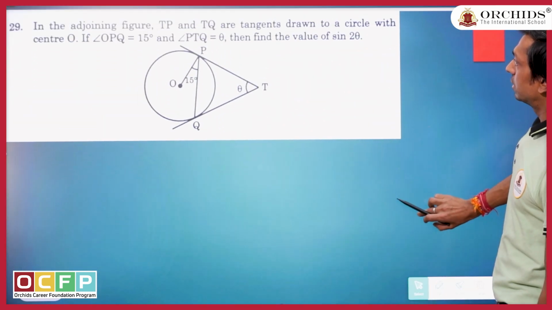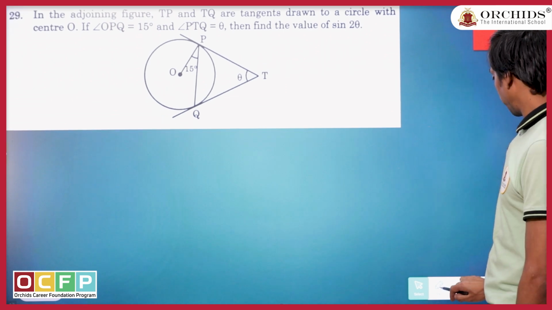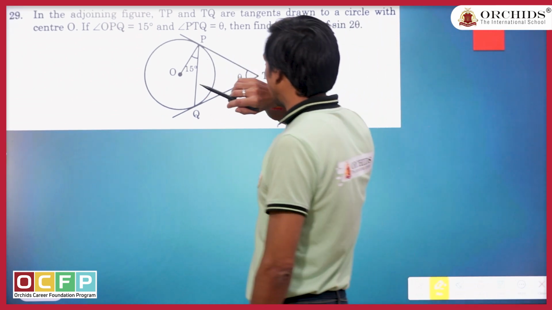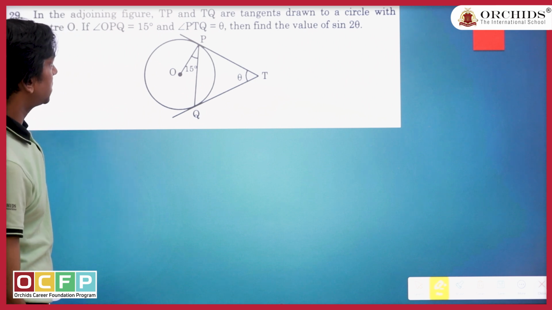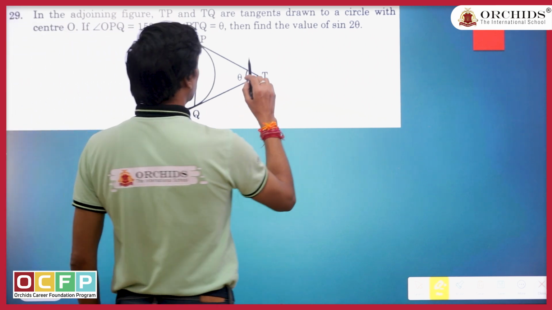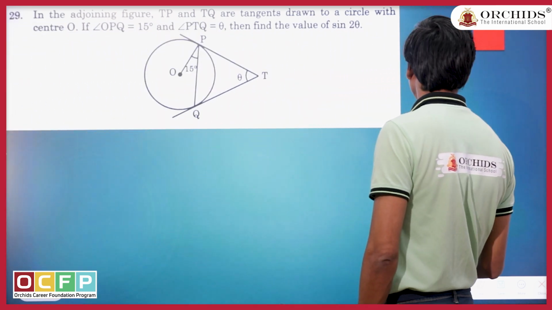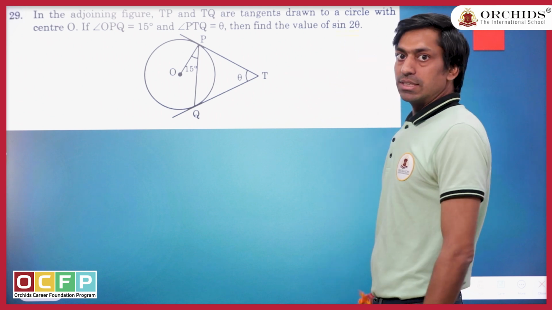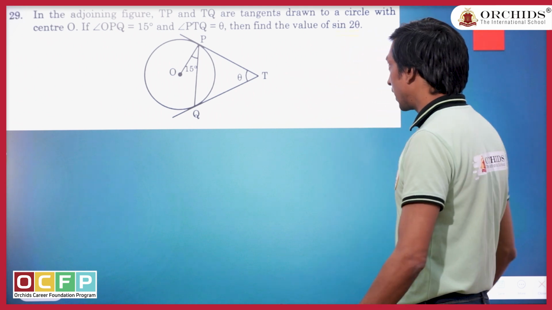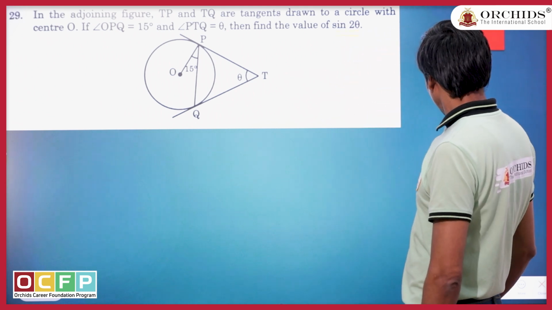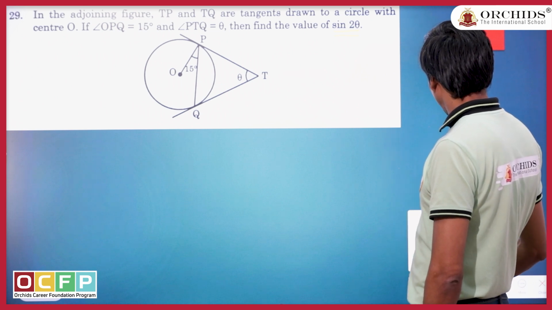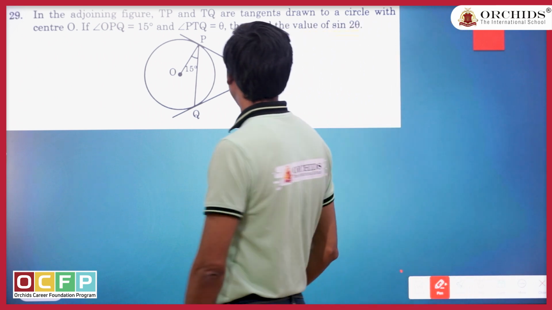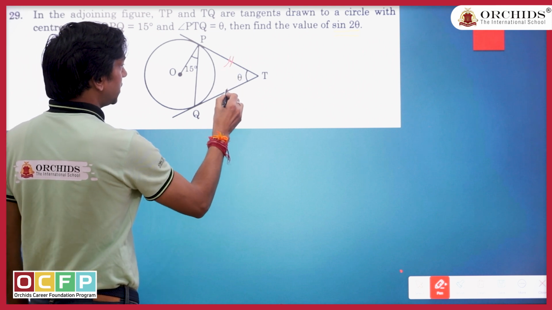So next question is, in the adjoining figure, the figure is given, and now in this figure they are asking about TP and TQ, the tangents drawn to the circle, and we have to find out sine of 2 theta. For that we have to use one interesting result here, that the length of the tangents from a point outside the circle is equal.